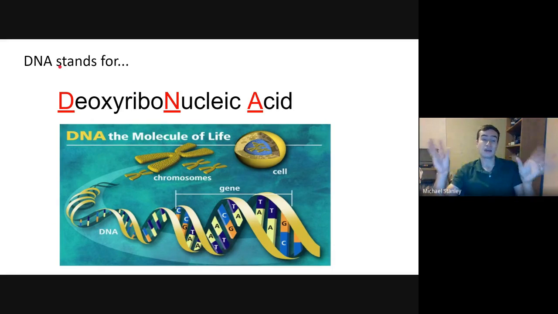So DNA has a big long name. DNA stands for deoxyribonucleic acid. Obviously, that's a big mouthful, so scientists just call it DNA. The N and the A are where the nucleic acid part comes in. So remember when we talked about the macromolecules, nucleic acids were one of those macromolecules. And so the NA in DNA stands for nucleic acid. And deoxyribo stands for a type of sugar that DNA is made out of.